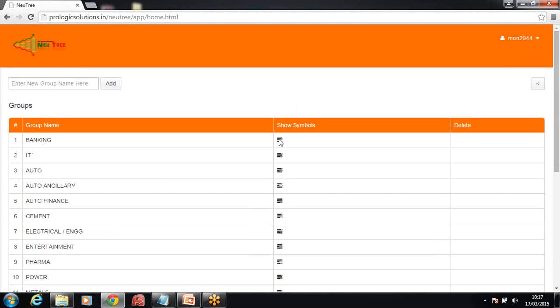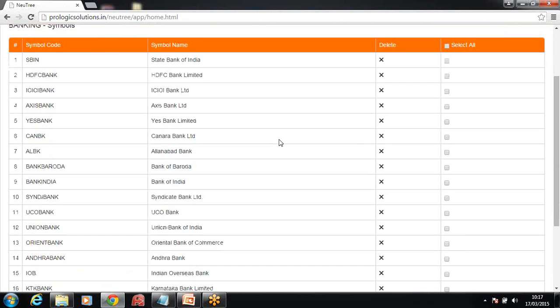Now just have a look at this. I'll just be back. Just give me a couple of minutes. These are the pairs that we have in the banking sector.